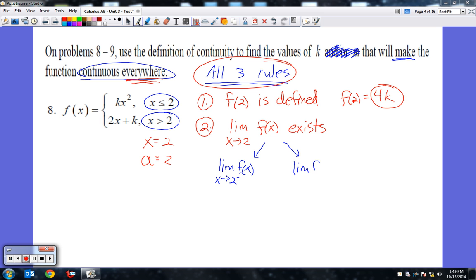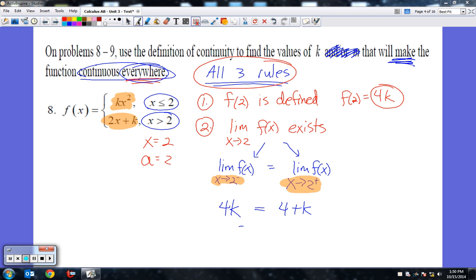Then we'll do the same as approaching 2 from the right. We know these must equal each other because, again, we're trying to make this continuous everywhere. We're just trying to see what they equal. Well, if I approach from the left, I'm going to be looking at this function here. And I'm going to put the 2 in there to say that this limit is going to equal 4k. If I approach from the right, which is shown here, I'm going to use this function. So when we put 2 in, we're going to get 4 plus k.